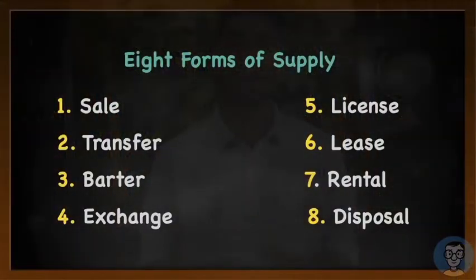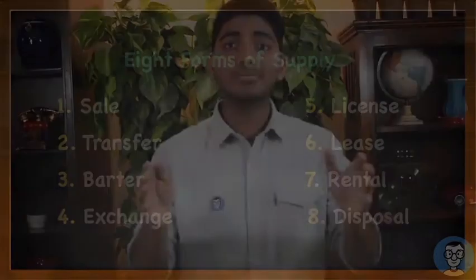Now let us talk about the other two forms of supply. It talks about barter and exchange. These two terms are different. They are not the same terms. So there is a difference between barter and exchange. That is a slight difference. In this class, let us understand what is that difference between barter and exchange. Barter means giving one goods in exchange of another or giving one service in exchange of another.